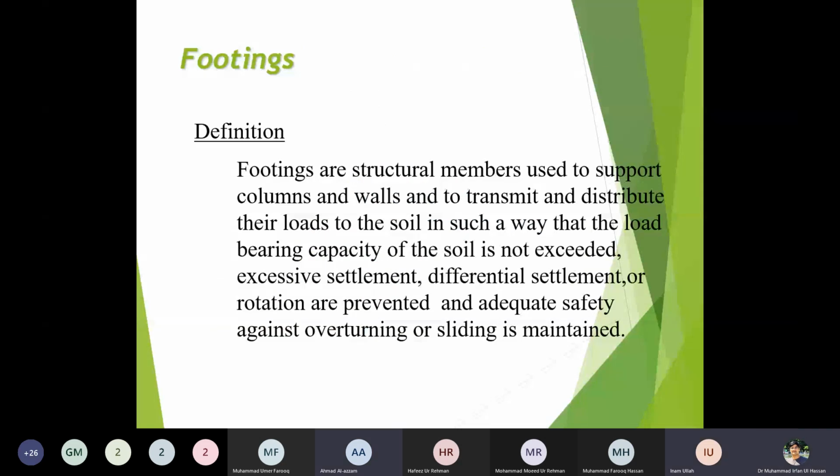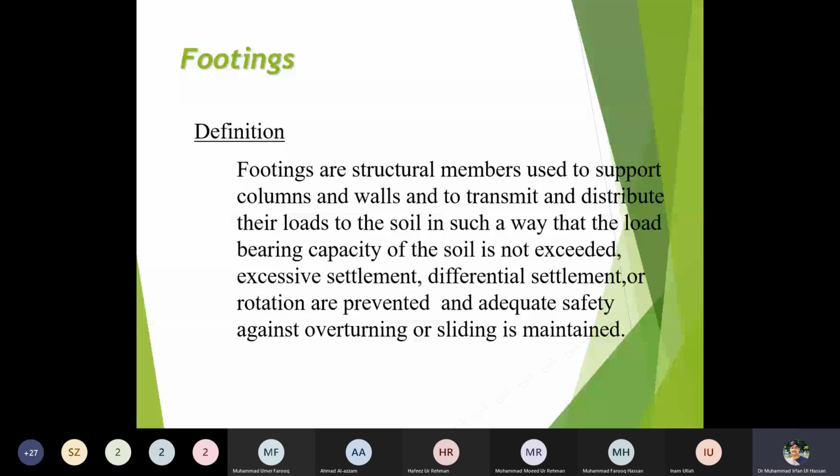Footing definition. Okay, so the next part of this lecture is the foundation definition. What are the footing and what are the different types of footing? Under which condition is which footing suitable? We will discuss this in detail here in these slides.